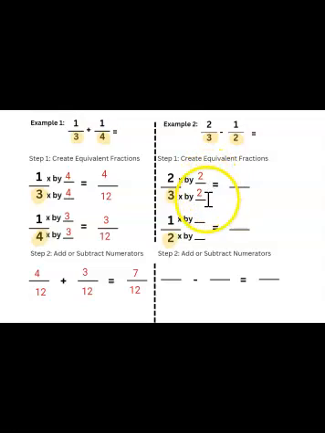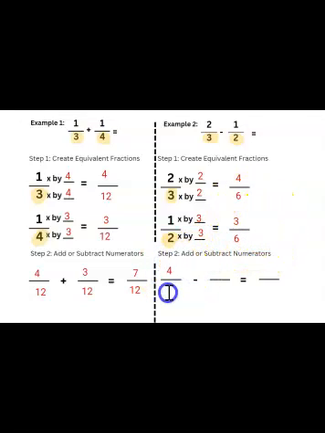I'm going to multiply 2/3 by 2 on the top and the bottom, since that's the denominator of the other fraction. Then I'm going to multiply 1/2 by 3 on the top and the bottom, since that's the denominator of the other fraction. 2 times 2 is 4, 3 times 2 is 6, 1 times 3 is 3, 2 times 3 is 6. So now they both have a 6 as a denominator, so they have common denominators.